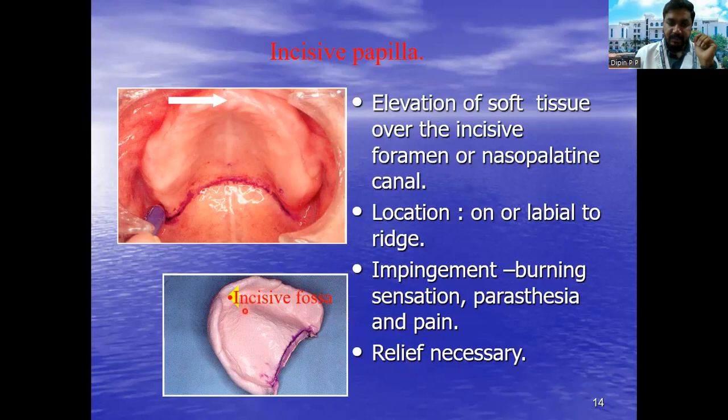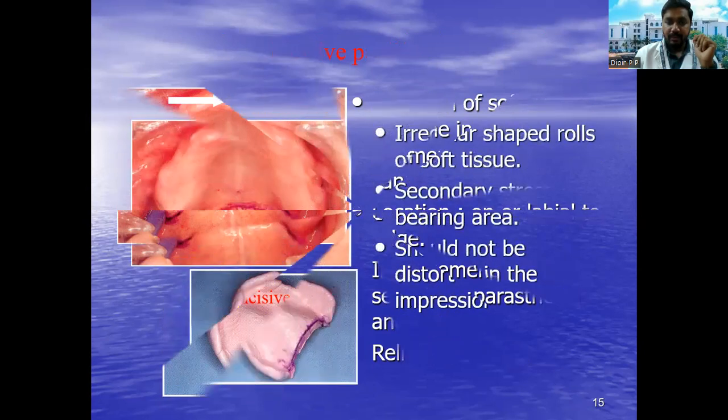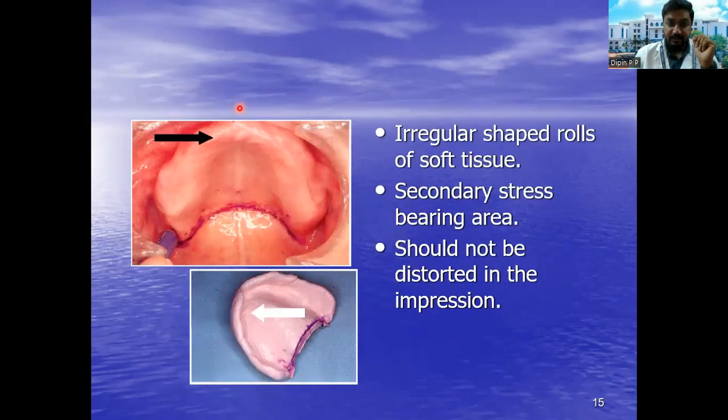So incisive papilla is a main relief area in the maxilla, along with the incisive foramen, the mid-palatine raphe, or any maxillary tori. These are the relief areas of the maxilla. So in the complete denture, a proper relief should be given in the denture in order to avoid impingement of the incisive foramen, incisive nerve.